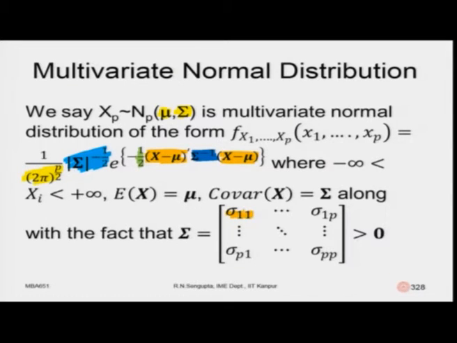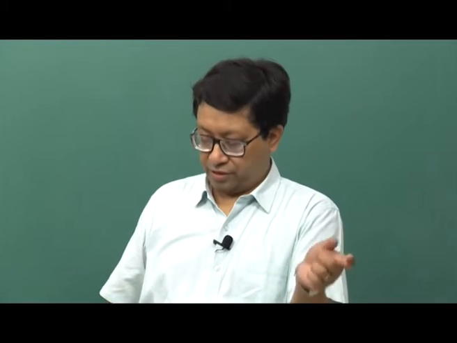So, this is the covariance of the first with itself, which is the variance. Similarly, covariance of second with itself, the 2 comma 2 element, till the last one, which is the covariance of the pth one with itself, which is the variance of the pth random variable. And the off-diagonal element, sigma 1 p, which is the covariance of first with p, is equal to the covariance of pth with the first. So, this is a symmetric matrix.